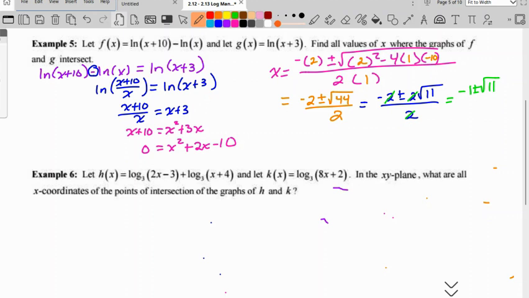All right, so let's approximate square roots. The square root of 11 is a little bit more than 3, because the square root of 9 is 3 and the square root of 16 is 4. So it's between 3 and 4, about 3, a little more than 3.